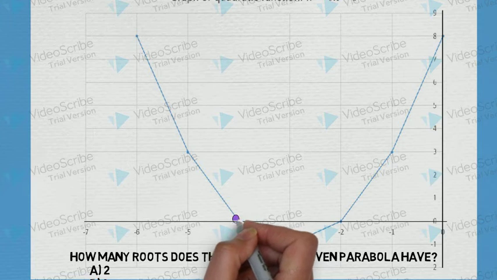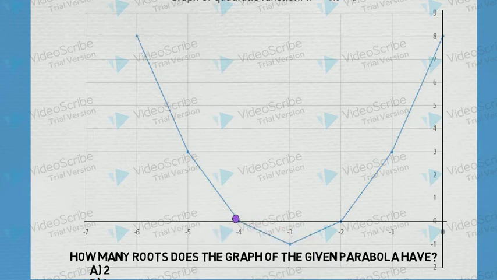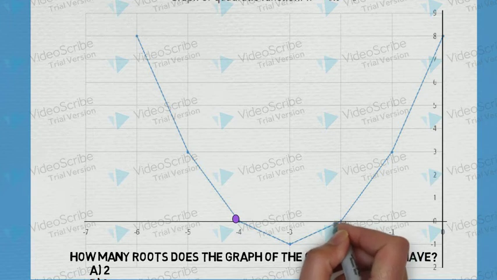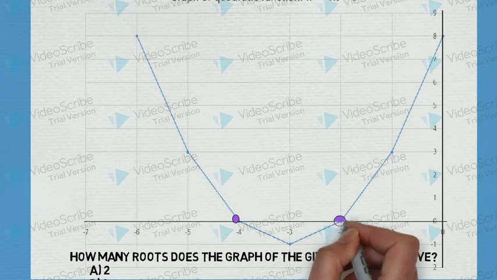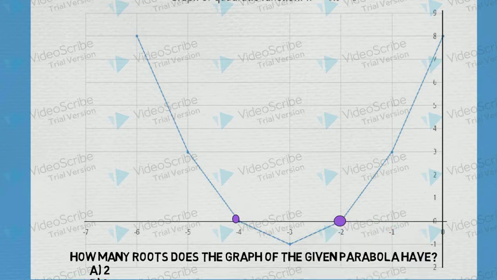We can see that it crosses here at -4 and then again at -2. Since the graph crosses at these 2 points, these are the roots of the graph. So the roots of this graph are x equals -4 and x equals -2.